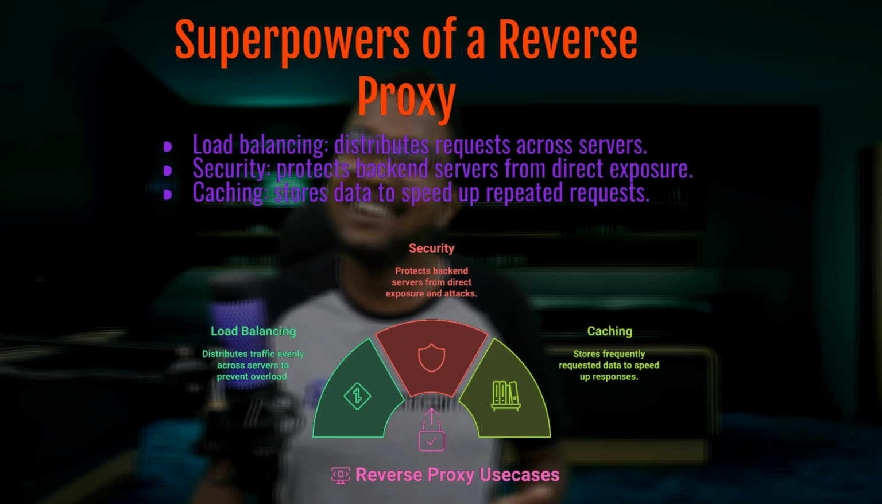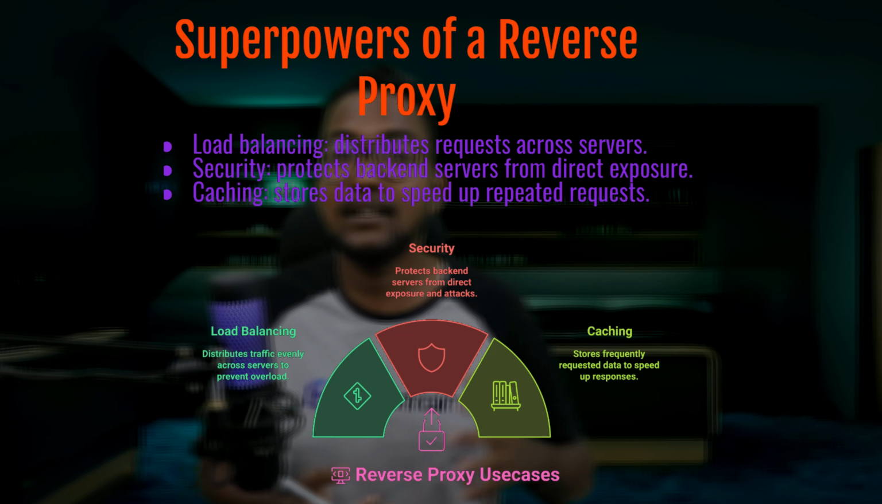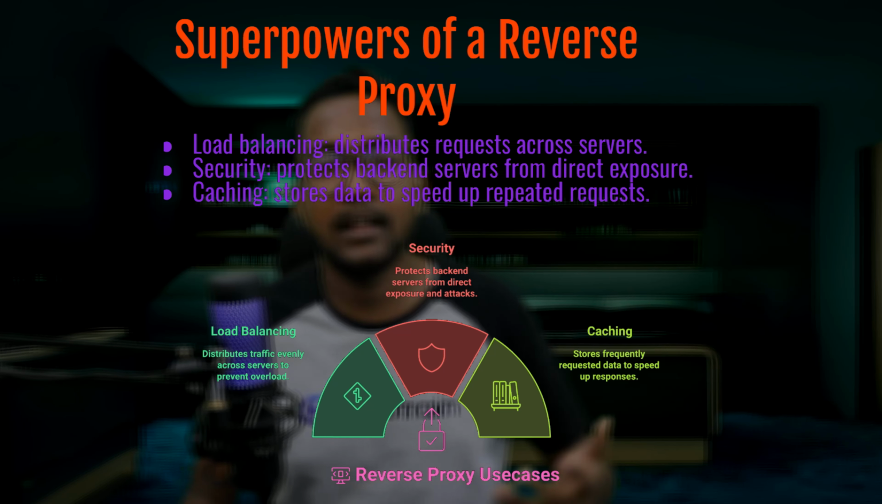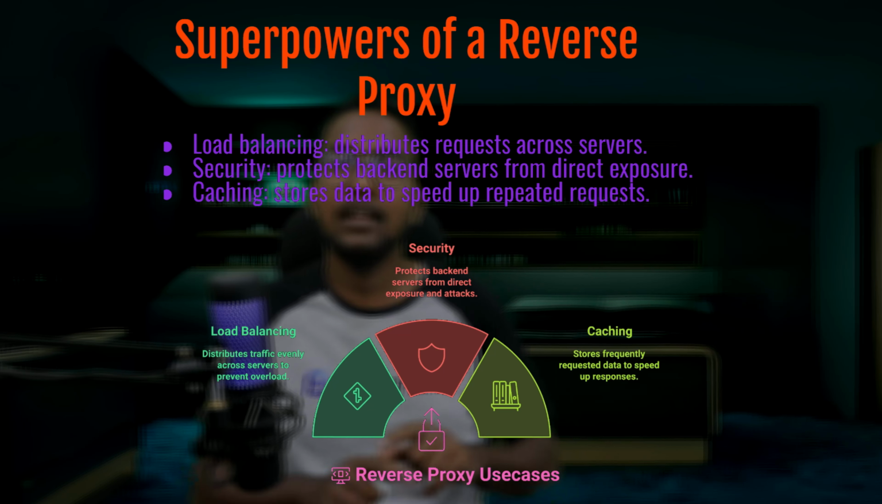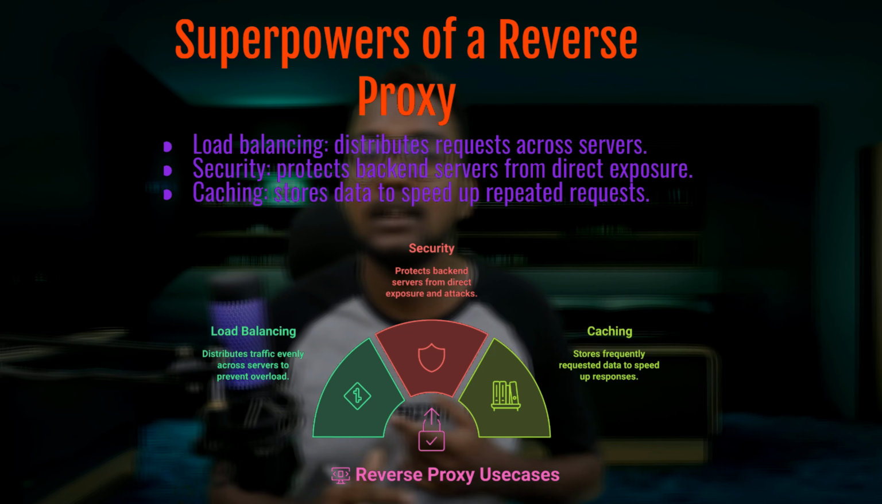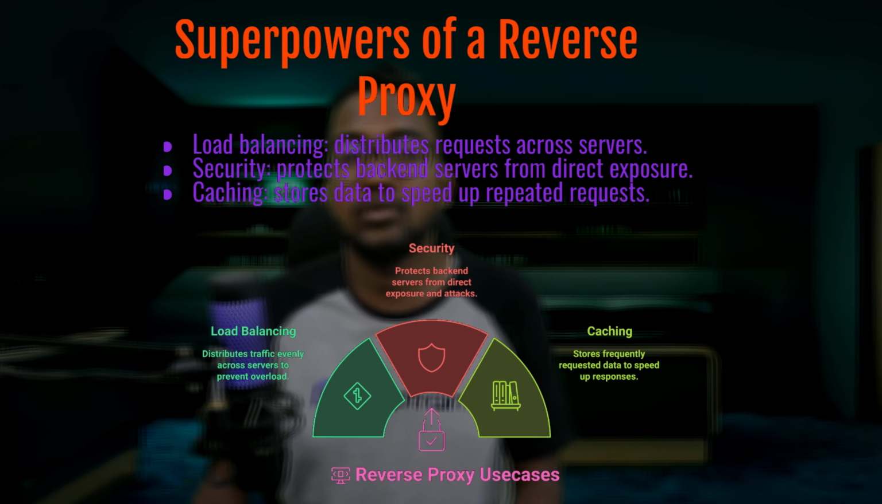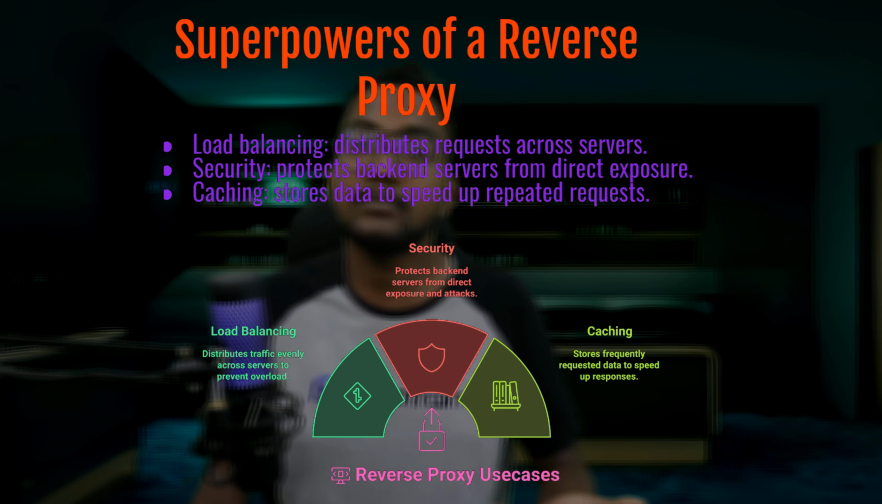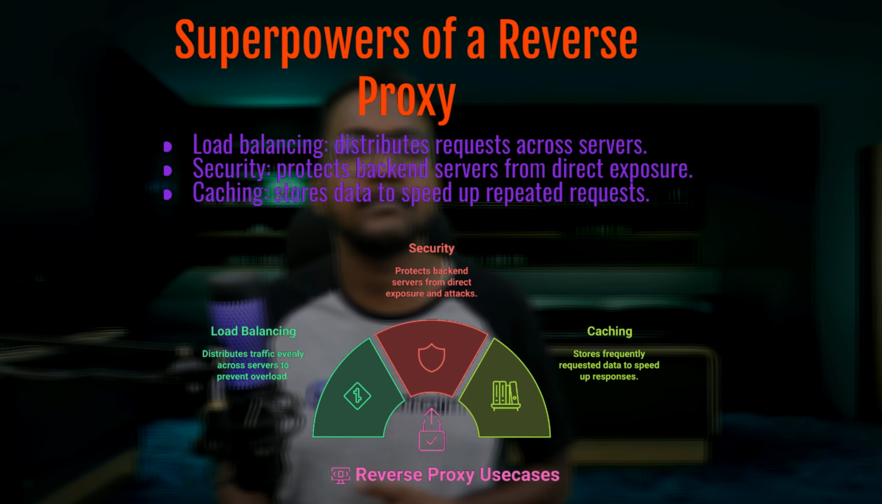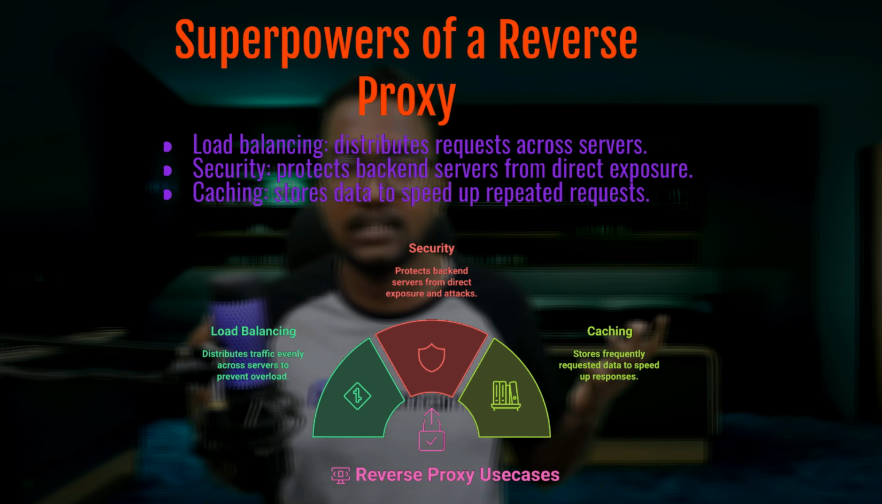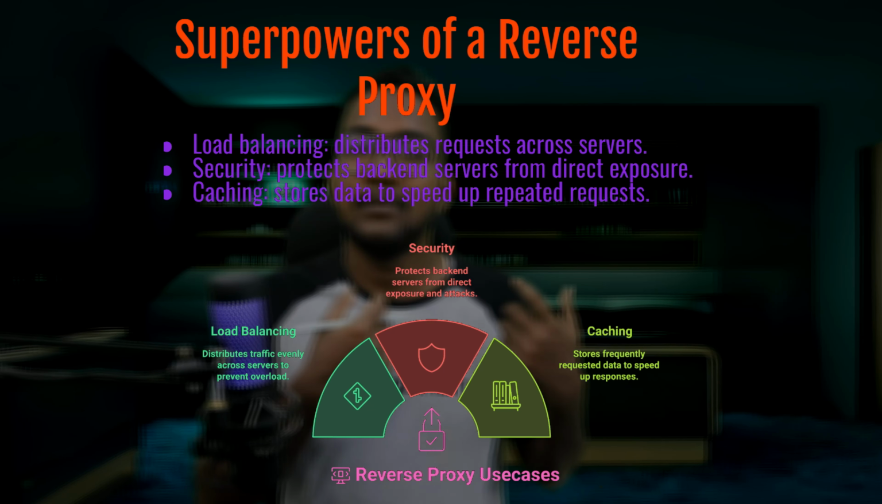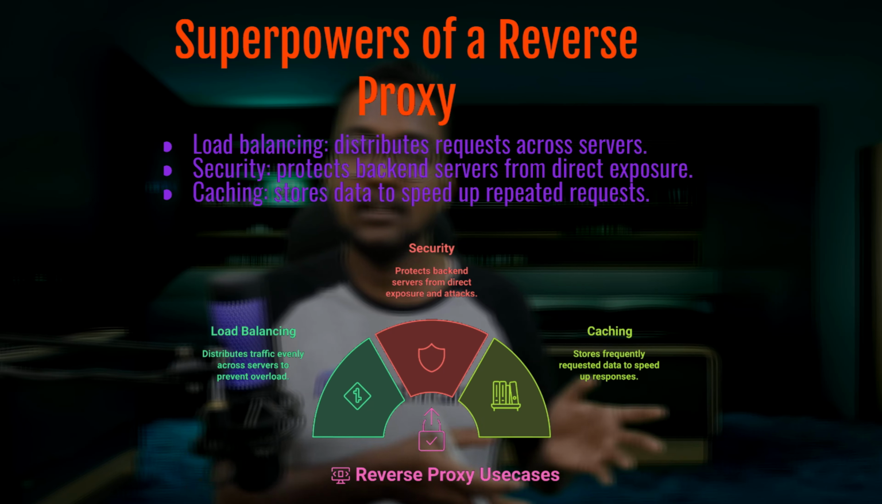So instead, a reverse proxy acts as the traffic police or traffic cop, and it distributes the requests evenly across multiple backend servers. This ensures that no single server becomes overwhelmed and that your website continues to run smoothly, even under heavy traffic. It's like having multiple chefs in the kitchen, and the reverse proxy decides which one is less busy and forwards the order to them.